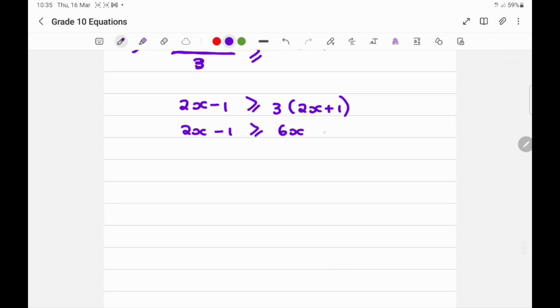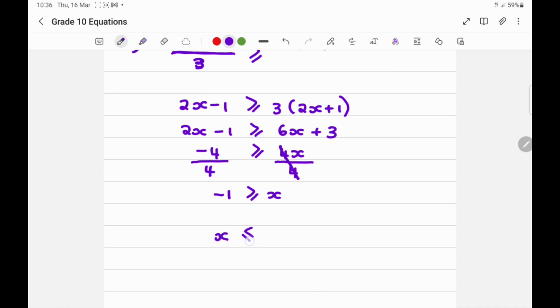So 3 times 2 is 6x plus 3. Then bring all your terms: minus 1 minus another 3 is minus 4. And 6x minus 2x gives you 4x. And now have a look. Am I dividing away with a negative? No, I'm not. I'm just dividing away with a 4. And so my signs do not swap around. So negative 1. And then we just always write the x first.